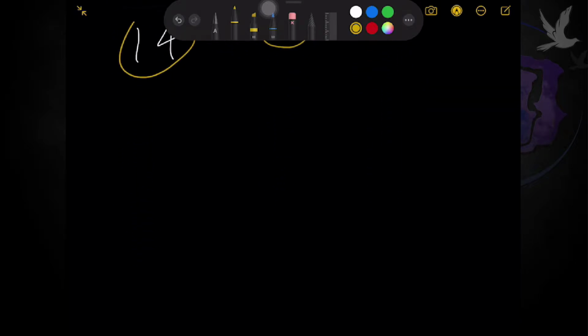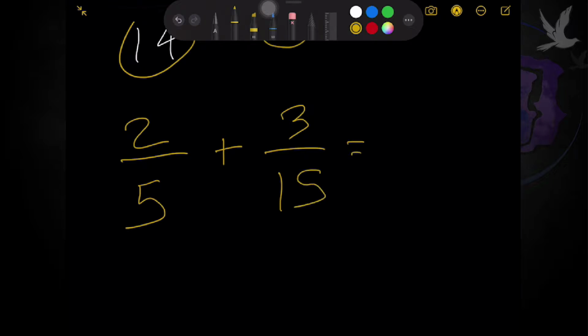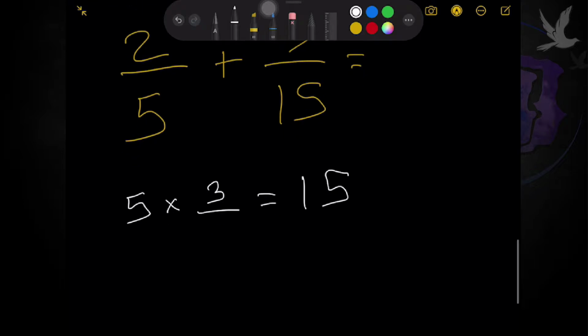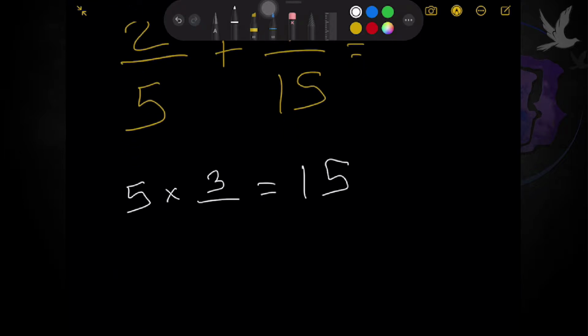I'll give you another example. Sige lang. 2 over 5 plus 3 over 15. Okay, another special case. Again, take your denominators. 5, I mean the smaller denominator, which in this case is 5. Find the number that you can multiply it with that will give you the same exact amount as the bigger denominator, which in this case is 15. Knowing your multiplication facts, you should know that the answer is 3. Okay? 5 times 3 equals 15.